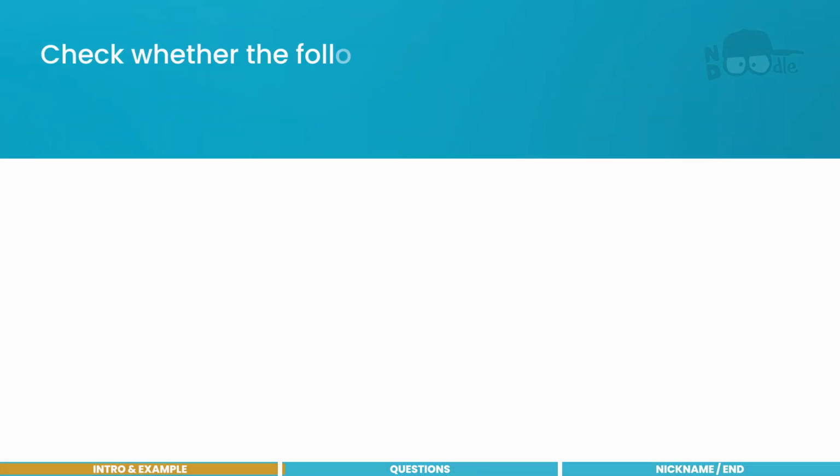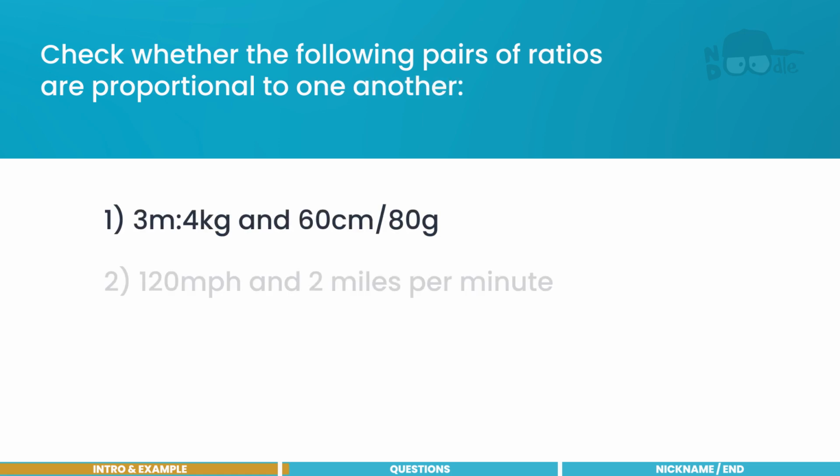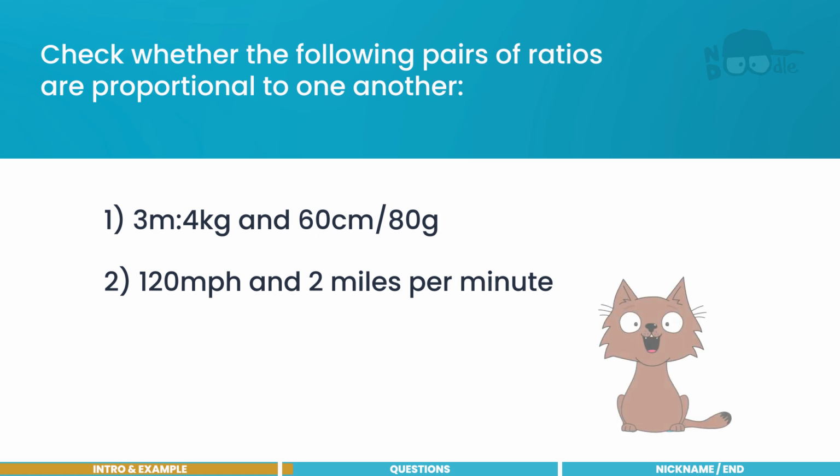Okay, your turn to have a go. I've got 2 questions for you. Check whether the following pairs of ratios are proportional to one another. Use ratio or fraction format. Don't start the video again until you've attempted both. Okay, pause the video now.